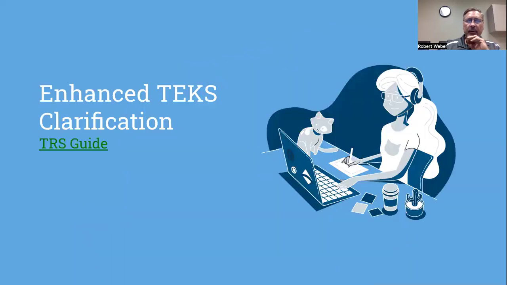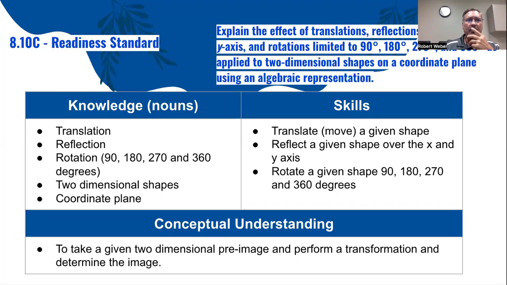Unpacking the TEKS, you can go into the TRS guide yourself and take a look at what you need to do there, but we've broken them down. 8.10C, one of the readiness standards, is taking a 2-dimensional pre-image, performing a transformation, and determining the image. The transformations there are reflections, rotations, and translations. So movement; reflection, of course, is the mirror image, and rotation is a turn.